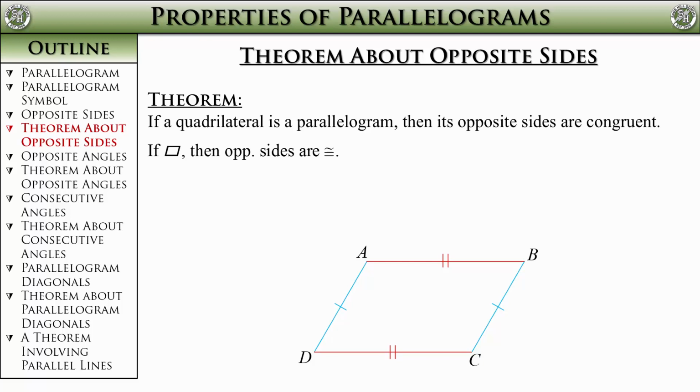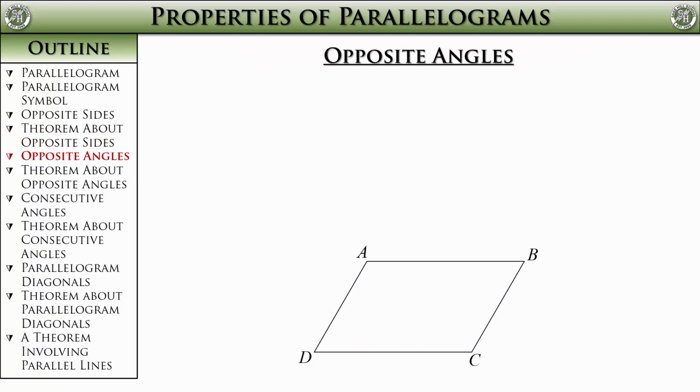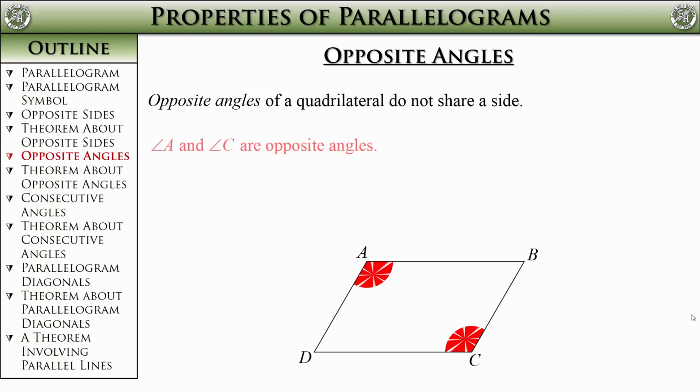Now we come to the idea of opposite angles. Like the concept of opposite sides, there is an official definition, but you don't really need that definition. Just use some common sense. These are the opposite angles. The red angles, angle A and angle C, are opposite angles. The blue angles, angle B and angle D, are opposite angles. That should hopefully be common sense.